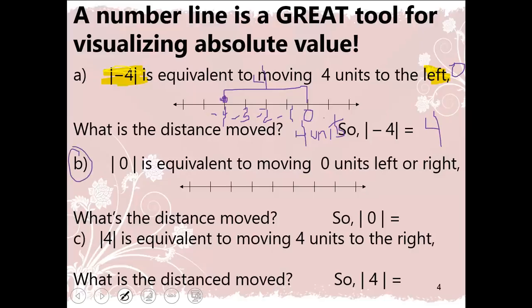All right, let's look at B. Absolute value of 0 is the equivalent of moving 0 units. So you don't move to the left or you don't move to the right. So the distance moved is 0, so the absolute value of 0 is 0.